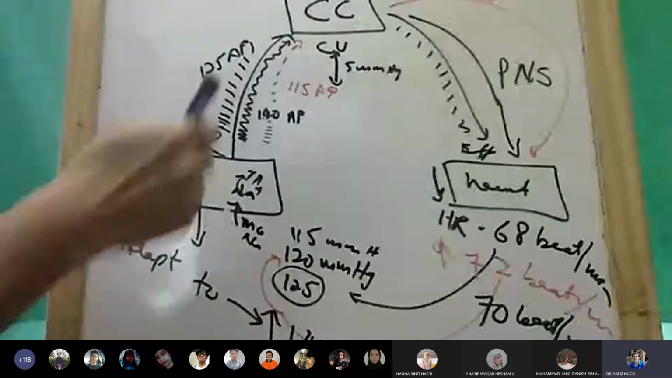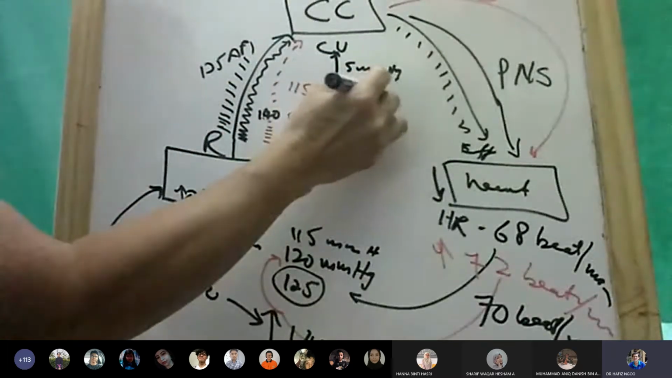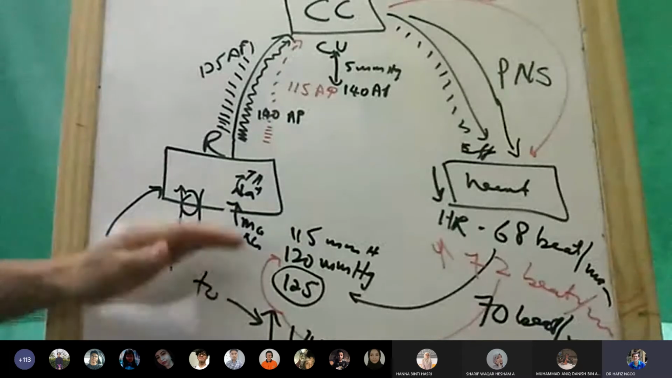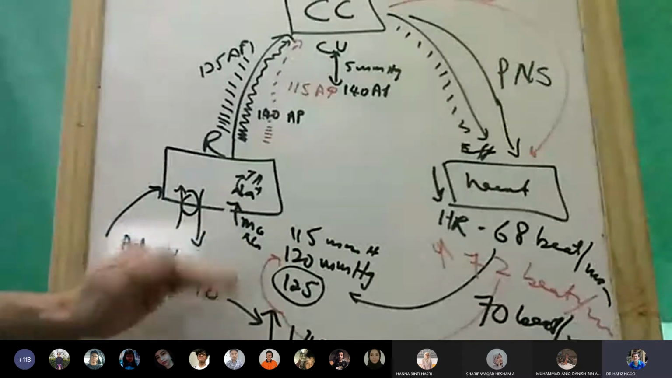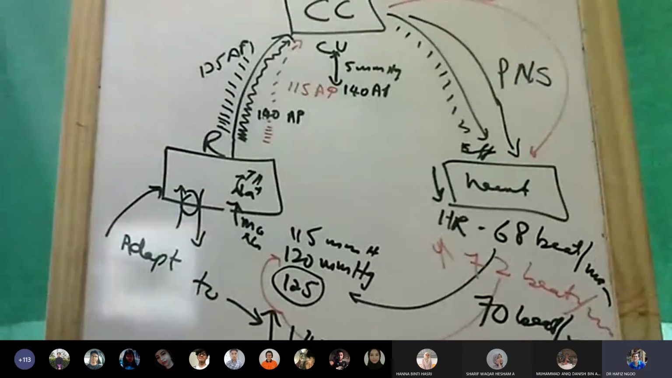Now the control center says, oh, this is the new set point. So basically it sets at 140. So anything above 140 will then open the voltage, the mechanical gated sodium channel. If not, it will be basically maintained at that. So that's why the blood pressure has been at 140, with the contractions of the heart probably about 70 beats per minute.